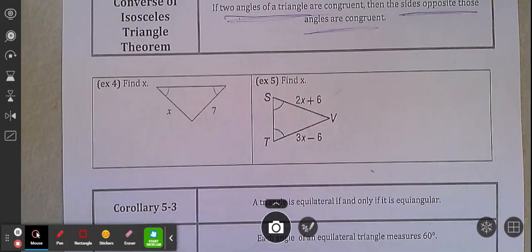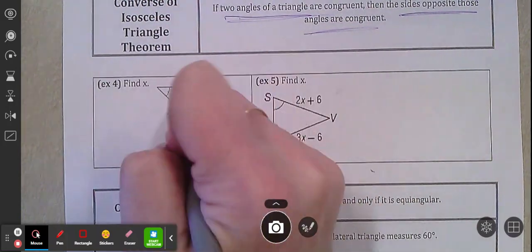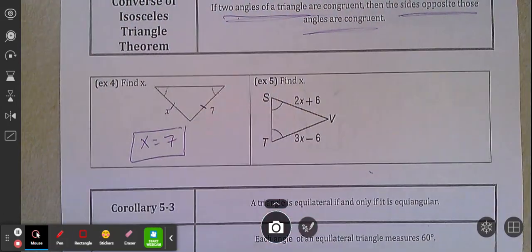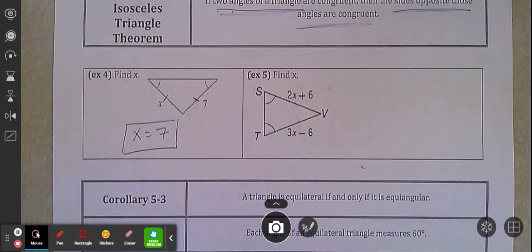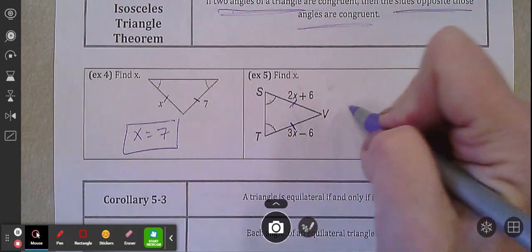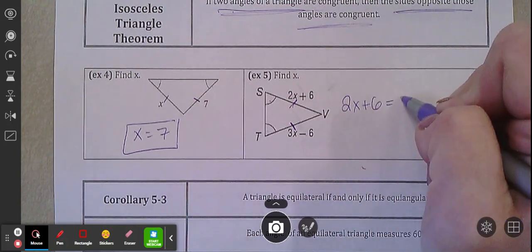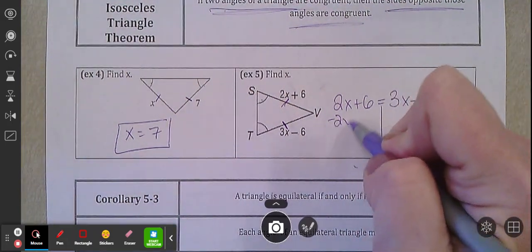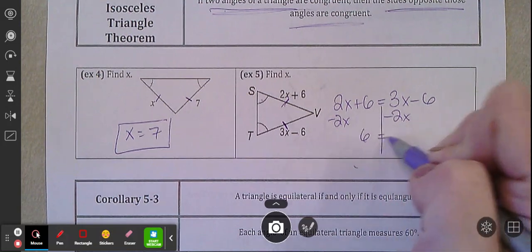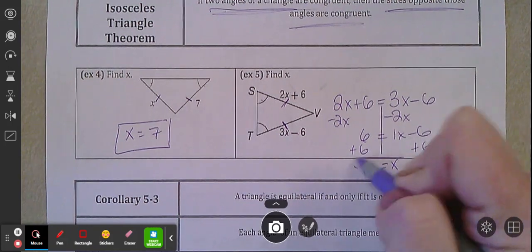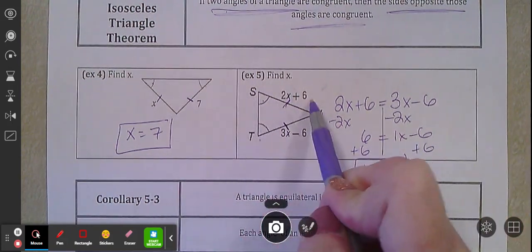Looking at example 4, if these two angles are congruent, then these two sides are congruent, so x is 7. There's no math to be done here, it's just identifying that they're the same. Example 5 is one with algebra. If these two angles are the same, these two sides are the same. We know that they're equal, so we set them equal to each other and solve for x. We bring the x's to the same side. So 6 equals 1x minus 6, and then add 6. So x is 12. Again, if I asked you to find TV or SV, you would plug it in.